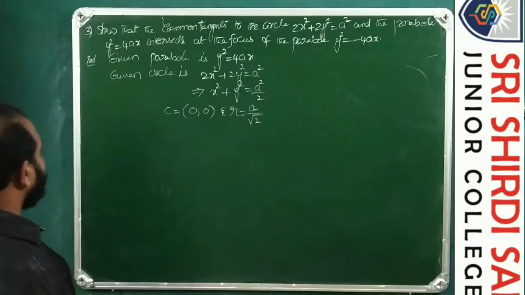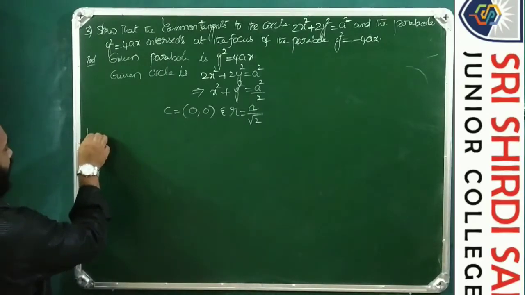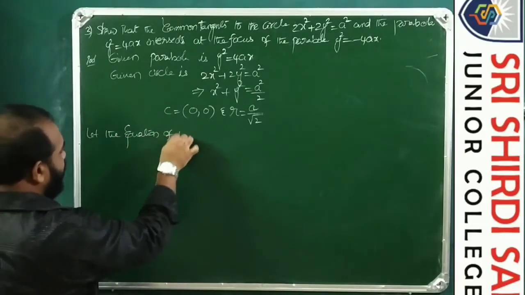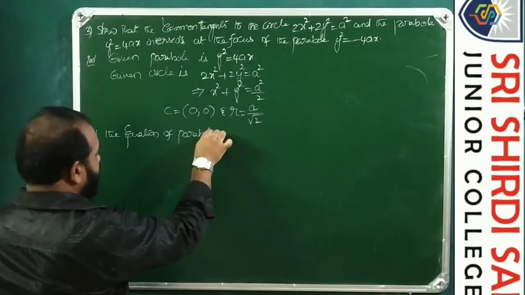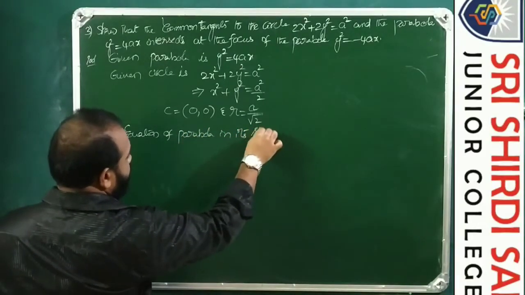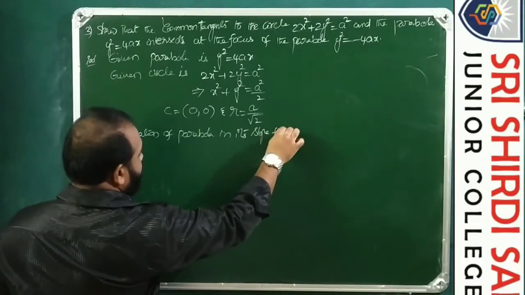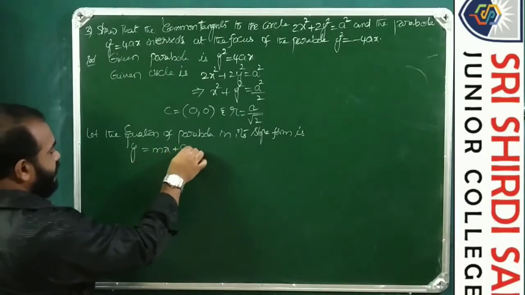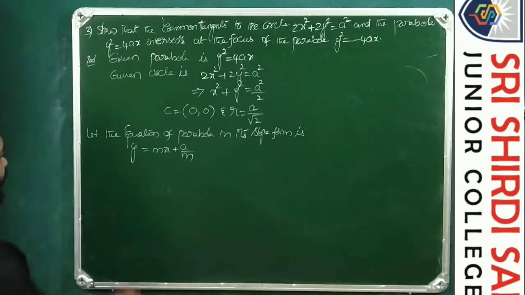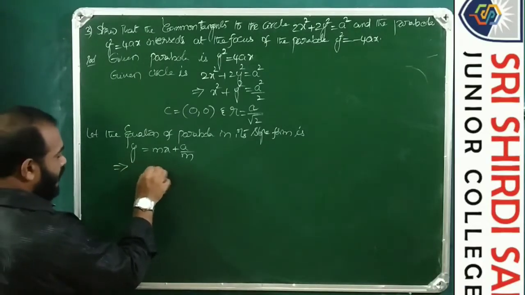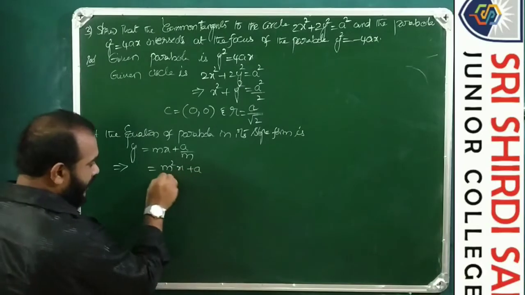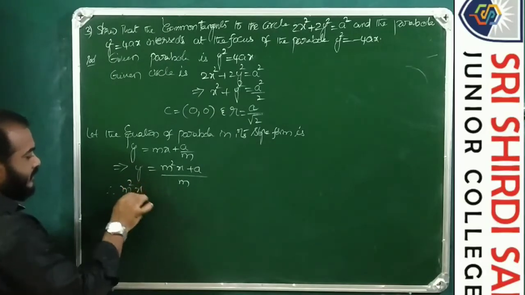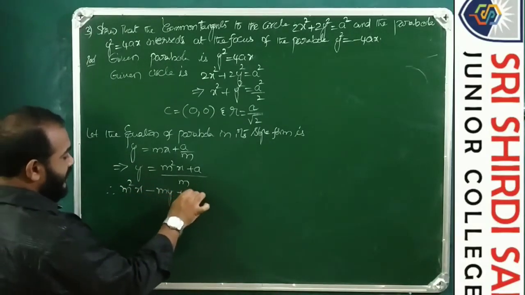Now let the equation of the tangent to the parabola in its slope form be y equals to mx plus a by m. So from this, m square x plus a by m is equals to y. Therefore m square x minus my plus a is equals to 0.